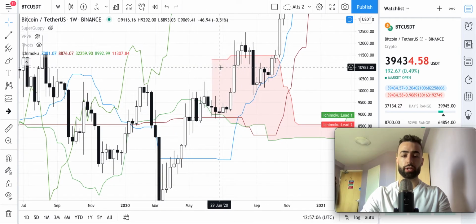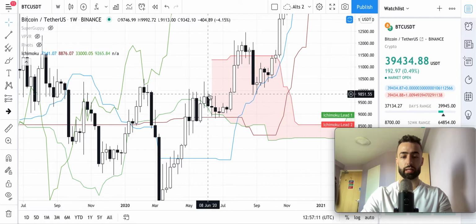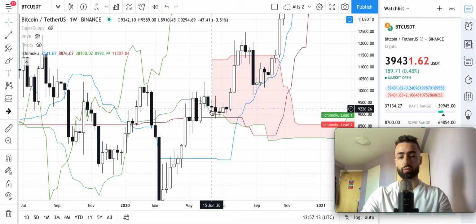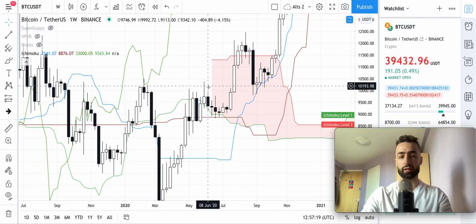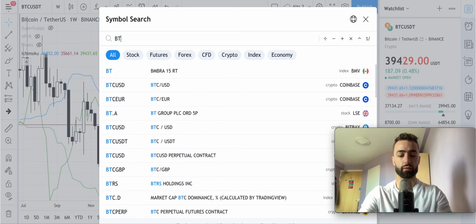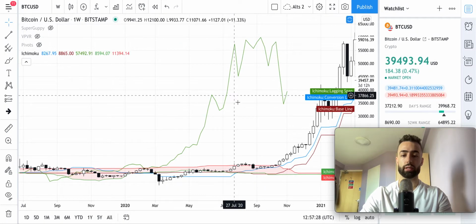So if we look at the edge to edge here, once we got the candle closes inside of the cloud, you can see that the price action rode the bottom edge of the cloud, which is this green line here. You can see the cloud doesn't move over because of the time frame. But let me see if the other one does. Something like Bitstamp. This one definitely does.